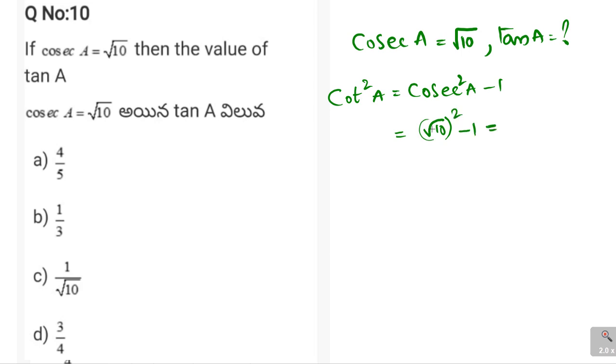This is equal to root 10 whole square, means square and root will be cancelled, 10 minus 1 means 9. So from that, cot A equal to root 9, which is equal to 3. If cot A equal to 3, then tan A, that is the reciprocal of cot A, will be 1 by 3. So option B is correct.